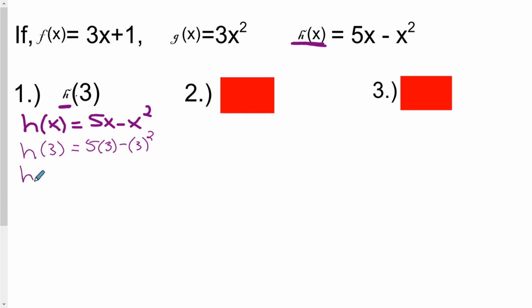Let's take this one step at a time. h of 3 equals 5 times 3, which is 15, minus 3 squared, which is 3 times 3, so it's 9. So h of 3, 15 minus 9 is 6. So h of 3 equals 6.